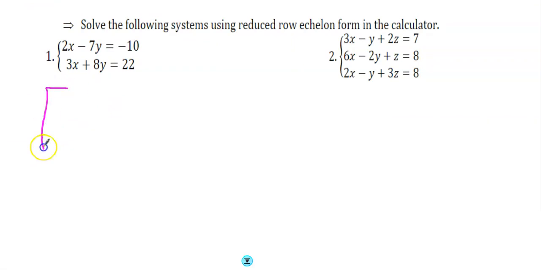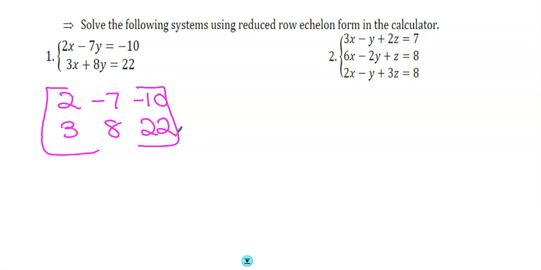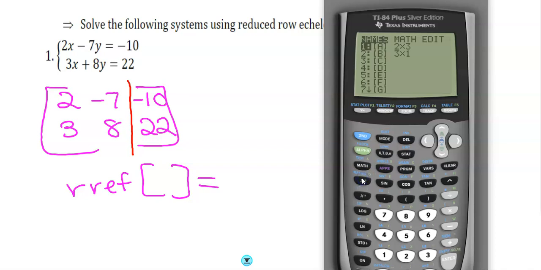Let's try this out. So instead of making 2 matrices, we're going to make 1. So I have 2, -7, and -10, 3, 8, and 22. I'm going to make it into 1 matrix and use RF. Your calculator is going to know that this last column are your constants. So I have 1 matrix with all the information: my first 2 columns are my coefficients, and my constants are in my last one. So 2 by 3, ready to go.